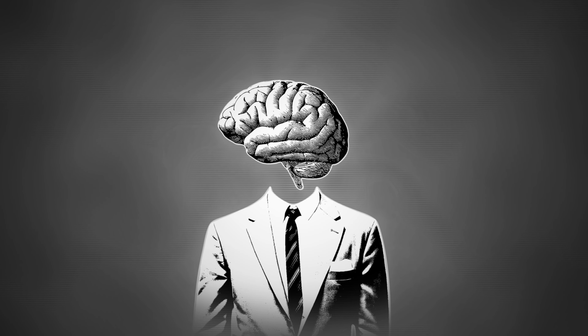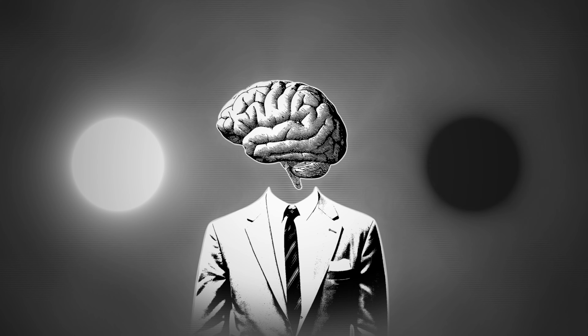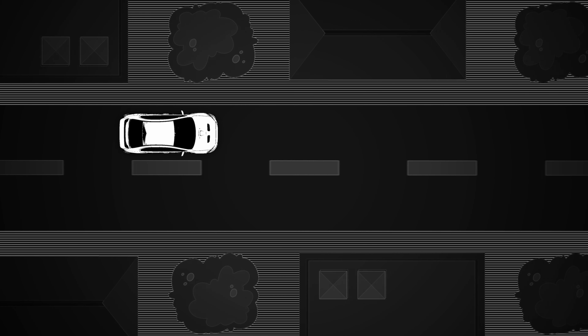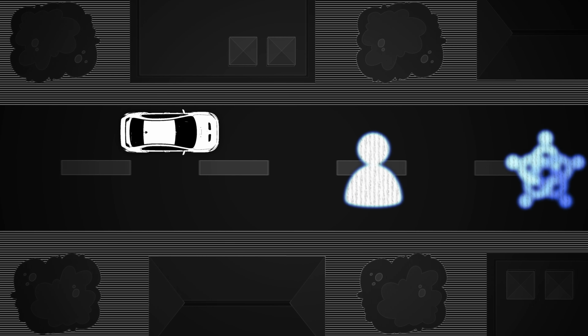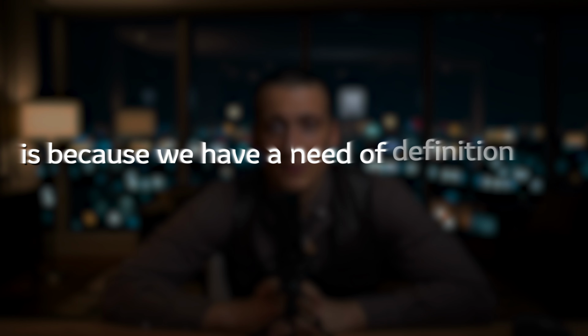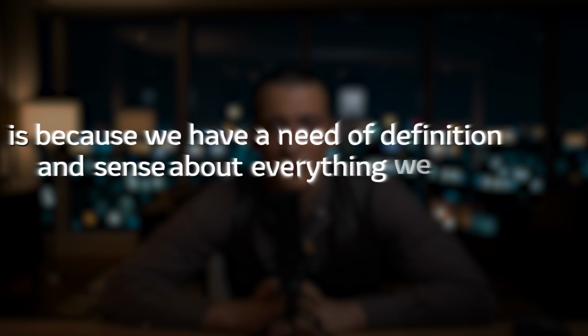That's because we shaped our values upon what is right or wrong, good or bad. And the way we develop values might be causing exclusion and loneliness. We develop values through interactive processes involving individuals, culture, ideologies, and institutions. And our values are necessary because we have a need of definition and sense about everything we interact with, so that our brains don't have to think about things we already know. This kind of sorting has been done by every individual, and is considered normal human behavior.